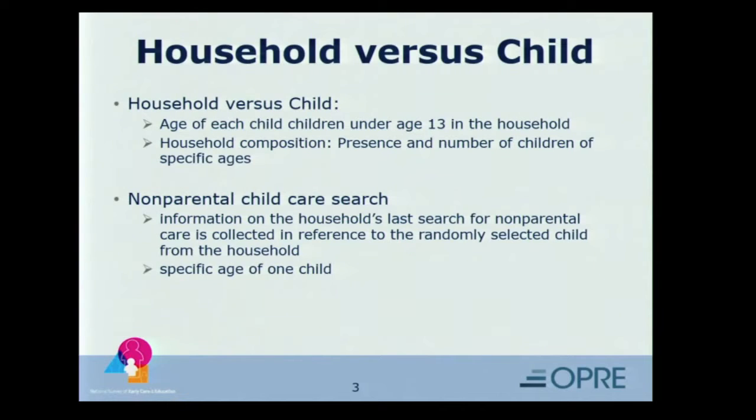therefore household composition. And here the variables available are the presence of children of specific ages, such as whether the household has any child under the age of 5, and also the number of children of specific ages. In this case, following the example, the number of children in the household that are under age 5.